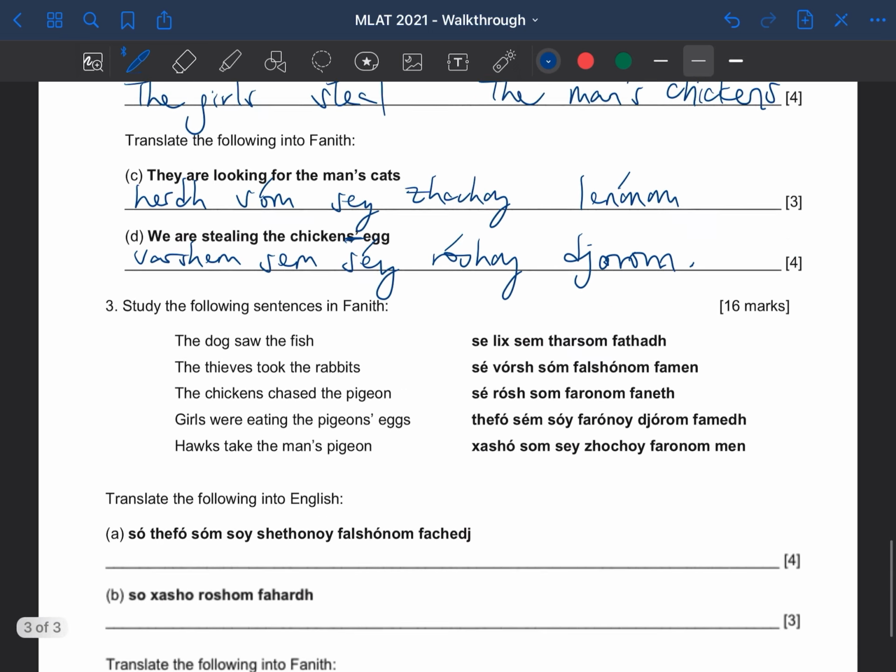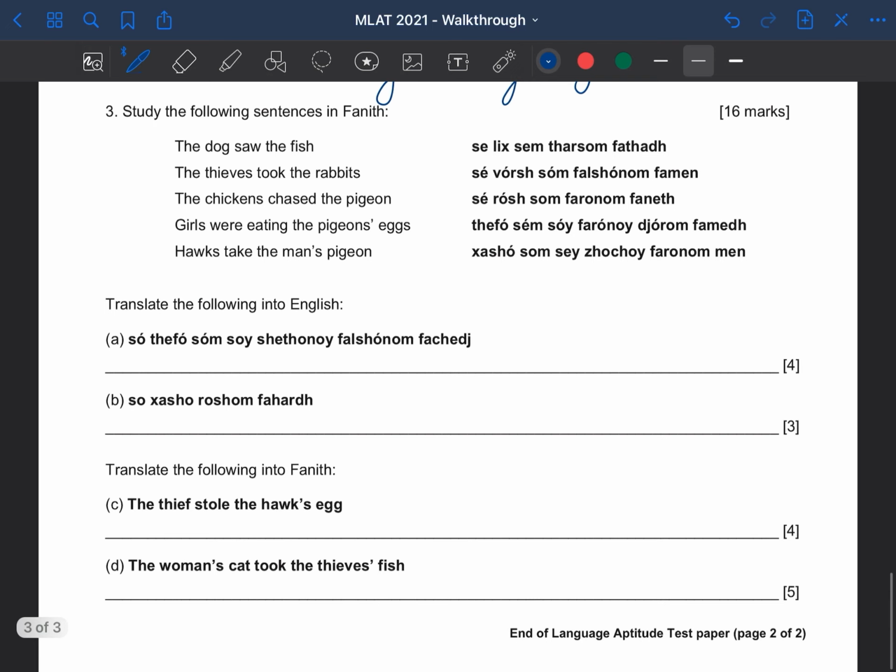Cool. Then we can study question 3. This time, the only variable would be past tense. And we can look at sentences with past tense. Saw, took, chased, were eating. And their verbs would be placed at the end. So it would be fadat, famen, faneth, and famenic. And it's quite obvious that fa would be the past tense marker on the verb. So we can actually solve this already.